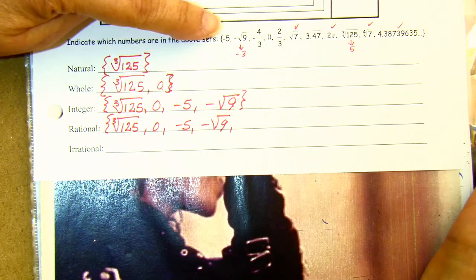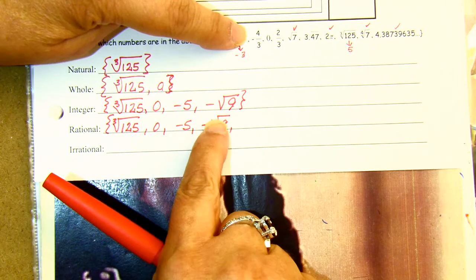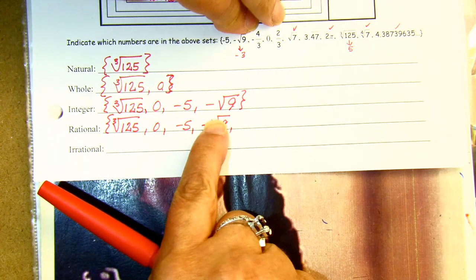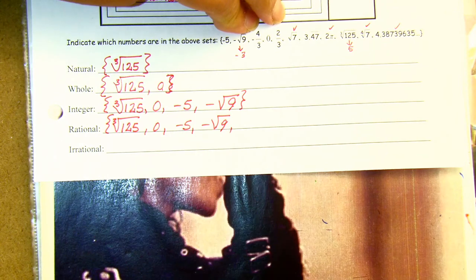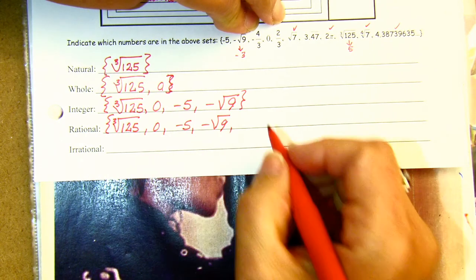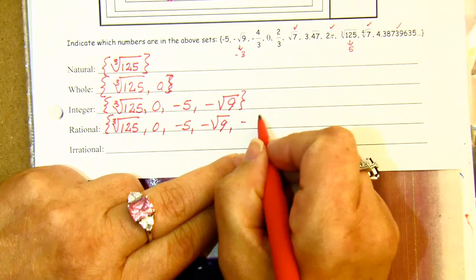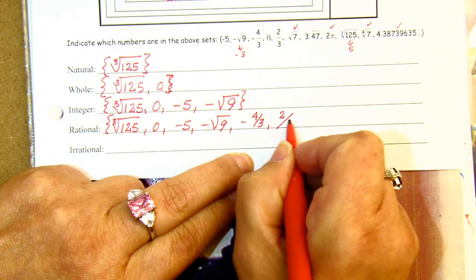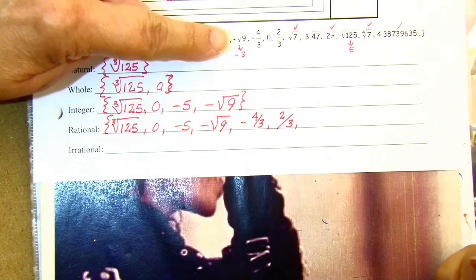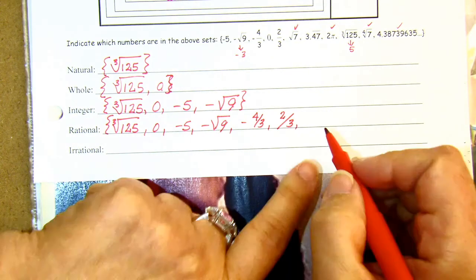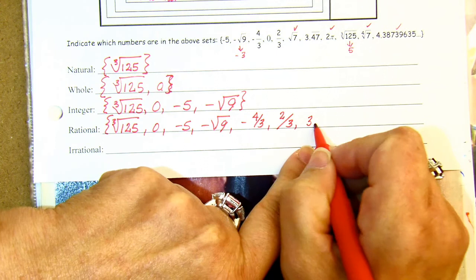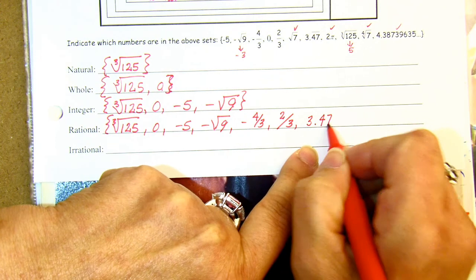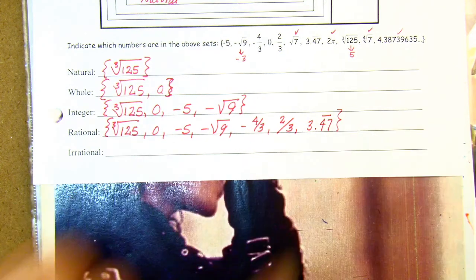So negative 5 we have in the set. Negative 9. Oh, negative 4/3 and positive 2/3. I'm going to put that into the set. Negative 4/3 and positive 2/3. And is there anything else? One more. 3.47 repeating. And we close the set.